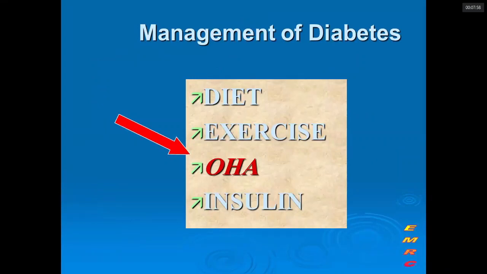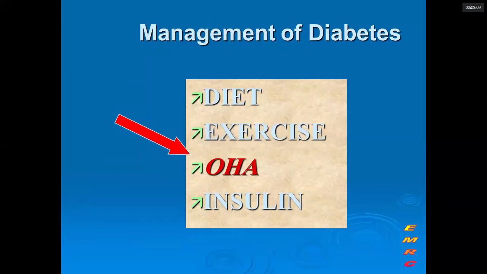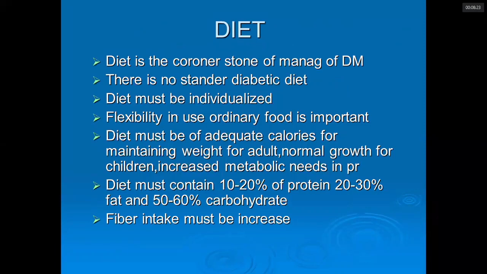It is very important that in type 1 there is no place for oral hypoglycemic drugs. Only lifestyle modification, exercise, diet, and education plus insulin. We have different types of insulin. We'll come later and mention these types of insulin. And then oral hypoglycemic drugs are mostly for type 2. Okay, in type 2 we have oral hypoglycemic drugs.